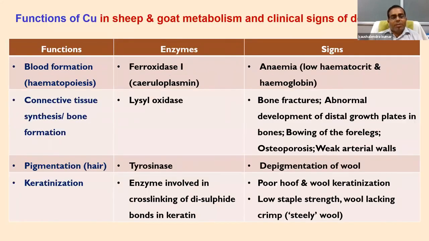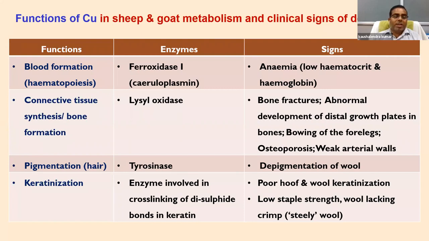Now, coming to the minerals one by one, I will discuss some vital minerals, like the functions of copper in sheep and goat metabolism, and what clinical signs appear. Copper plays a very important role in blood formation, and the enzymes associated with this are peroxidase 1, or ceruloplasmin. The signs are anemia, low hematocrit value, and reduction in hemoglobin concentration in blood.